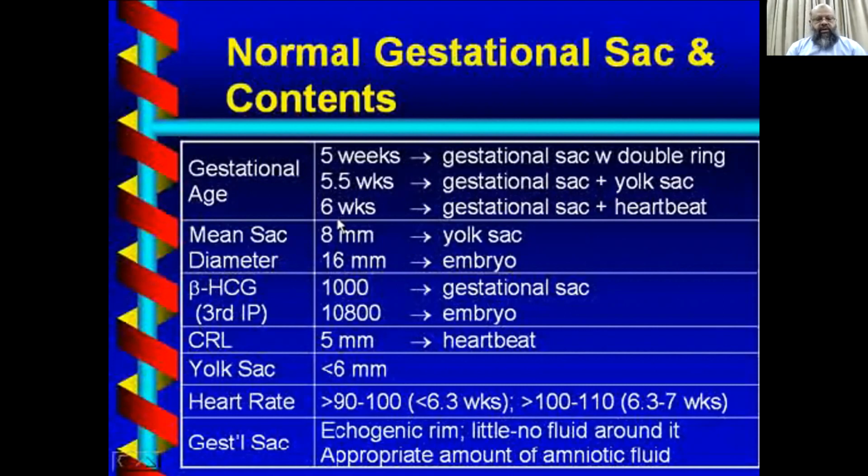Yolk sac must be present, and it must be less than 6 millimeters. Usually we say that the normal mean diameter of the yolk sac is 1.9 to 5.6 millimeters. So practically we take 2 to 6 millimeters as normal. So anything below 6 millimeters will be acceptable, but above 6 millimeters is not. A yolk sac below 1.9 millimeters is not acceptable because it will be smaller. It can affect the early growth of the sac and embryo. Then comes the heart rate.